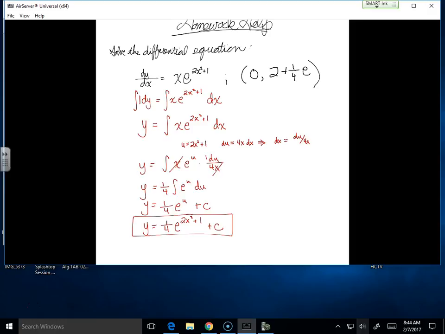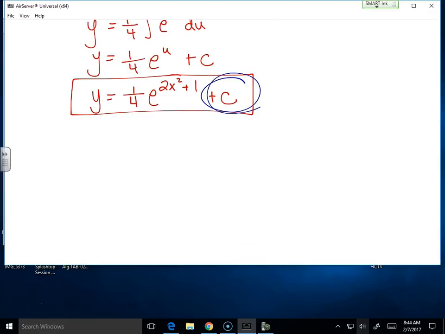Okay, so whenever we have this, it's called an initial condition. Why is it called that? We use it to find who's missing: c. Whenever they give us a point, isn't this guy an x? And isn't this guy a y? So we have to plug him in. When x is equal to 0, y is equal to 2 plus 1/4 e. We can throw in the rest of our equation: 1/4 e to the 2 times 0 squared plus 1, plus c.